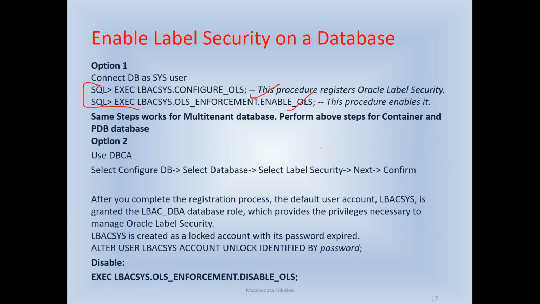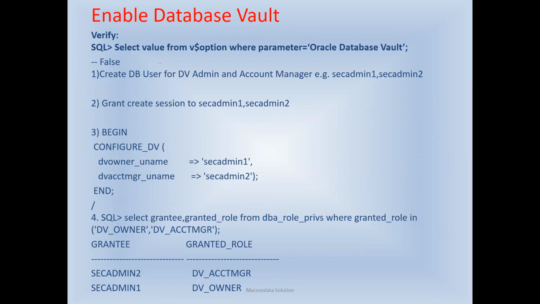In case of a normal, traditional database, you just execute these and it will be enabled. In case of a container, you first execute them on the container database, then you have to enable them on the PDBs as well. If you run DBCA, the label security option also comes up. Then you have to unlock this user, assign a password, LBS C6.